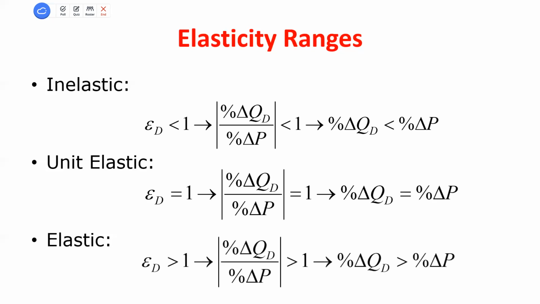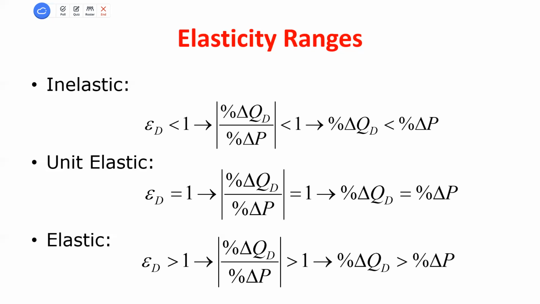I'll skip this one and come back to it. But elastic is the exact opposite. If we have elasticity, absolute value greater than 1, the only thing that changes here is our sign. So when the elasticity is greater than 1, what we're really saying is that percentage change in quantity demanded, the only way this fraction is greater than 1 is that the numerator is greater than the denominator. So if the numerator is greater than the denominator, that means that whatever the percentage change in price was, consumers were responding more than that. They were being very responsive.